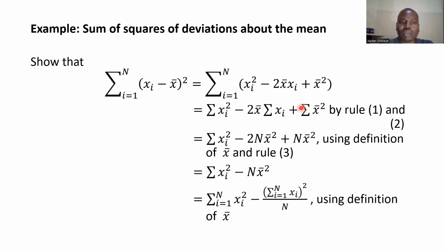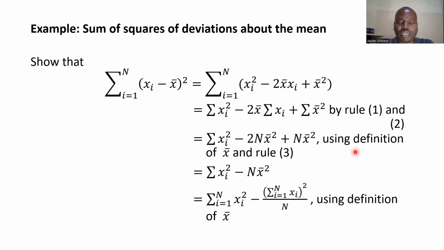Again, this is by rule number 1 and 2. Rule number 1 is where we just expanded this square, but we know that when we have quantities in brackets, we can take the summation through each of those quantities. That's rule number 2. And rule number 1, and number 2 is now how we deal with constants.